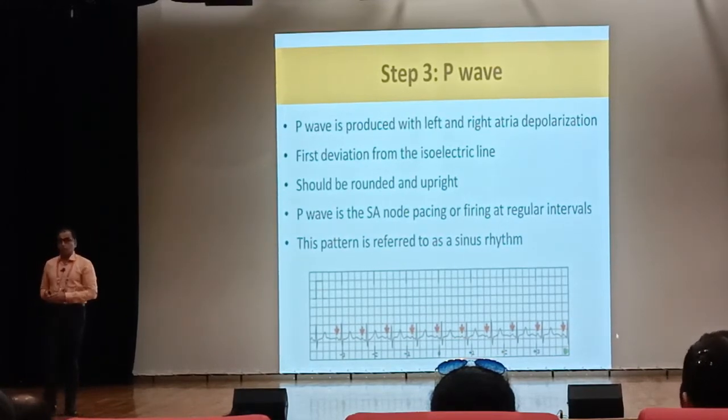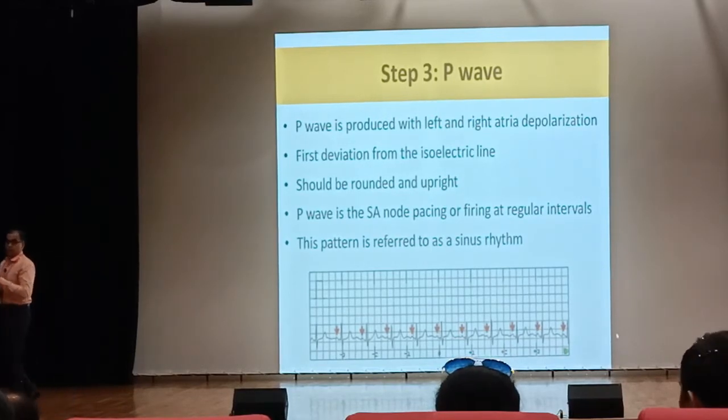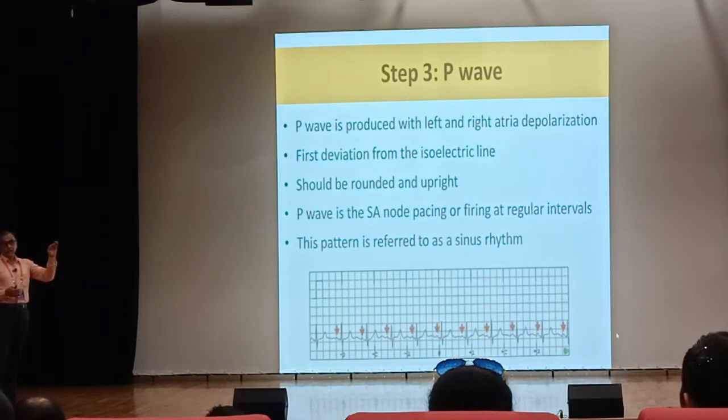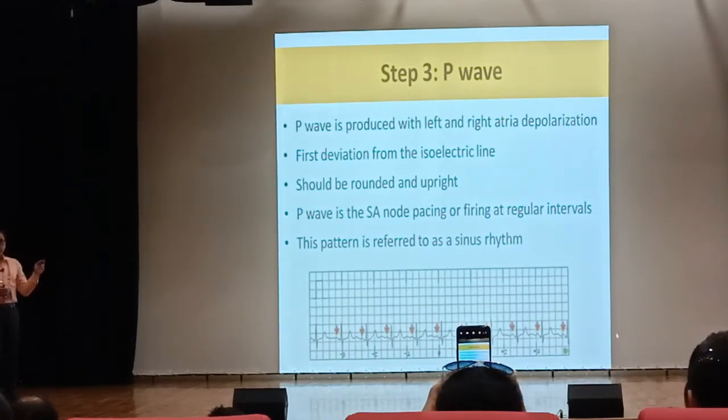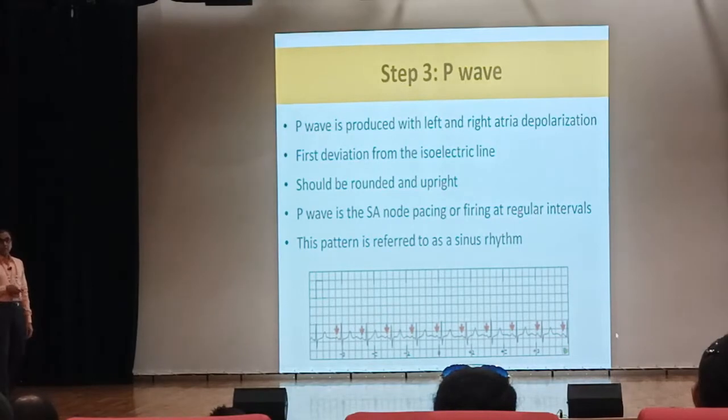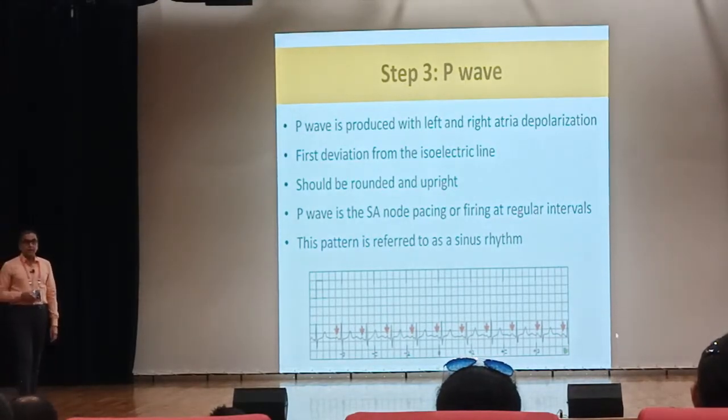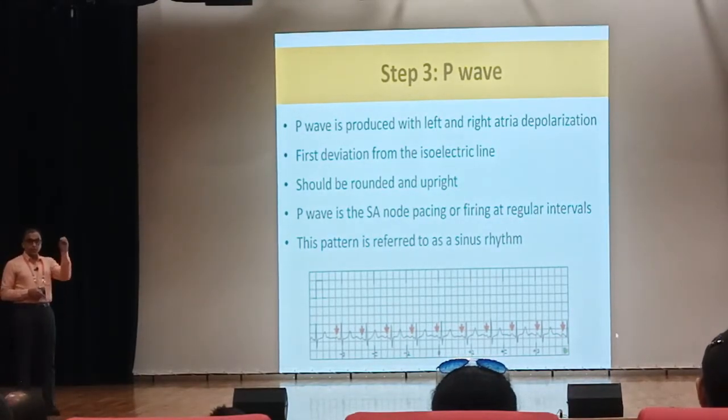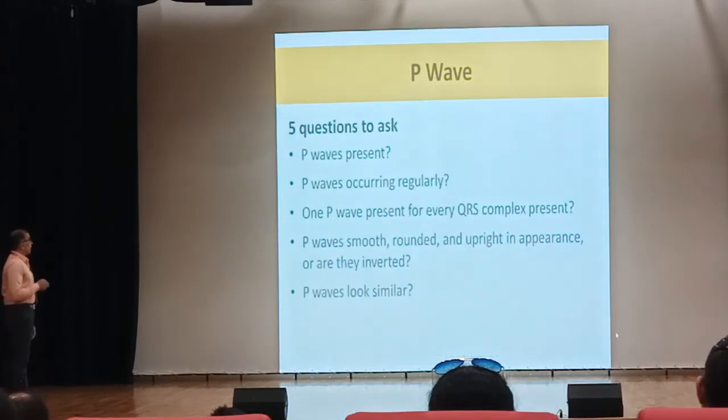We should remember that because we are reading from outside, ECG is from outside, any wave moving towards the reading lead will have a positive deflection, and any wave which is going away will have a negative deflection. So if you are finding a P wave which is followed by a QRS complex, that means it is a normal pattern where the conduction is taking place normally. So we have to look at 5 things when we talk about the P wave.